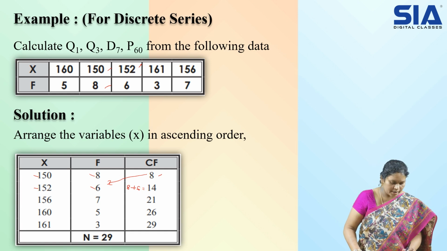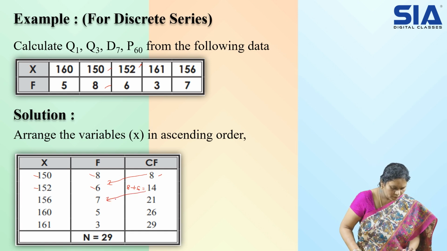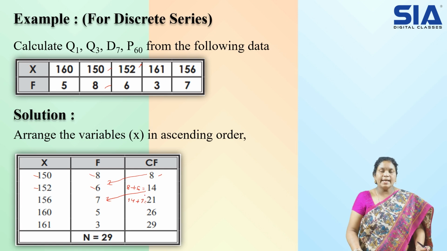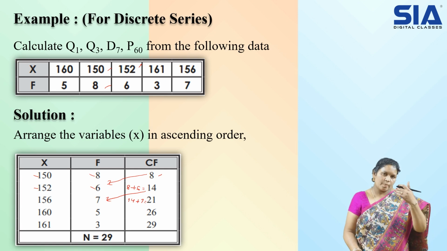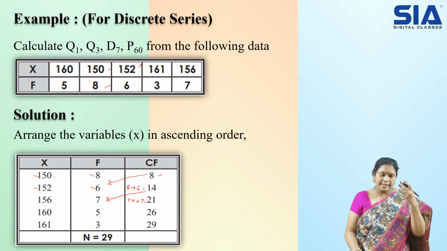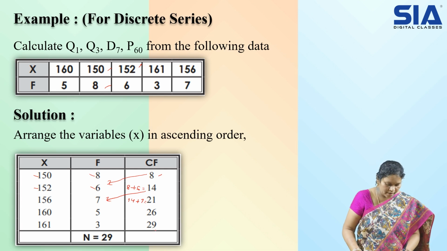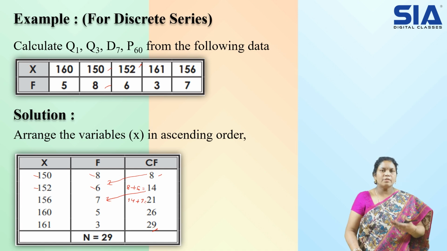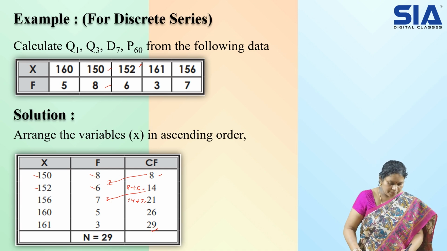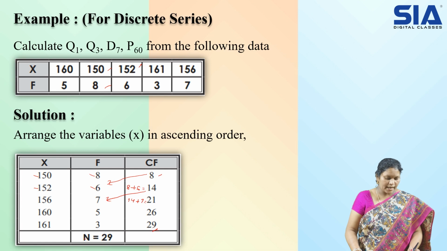Then 14 should be added to 7. 14 plus 7 goes to 21. So similarly, all the CF values should be added to the next frequency values. In that way, we'll get the entire CF column. The last value, whatever you have, becomes the total of frequency, because only frequency values we are adding up, right? So overall 29, whatever the last value, becomes your capital N value.